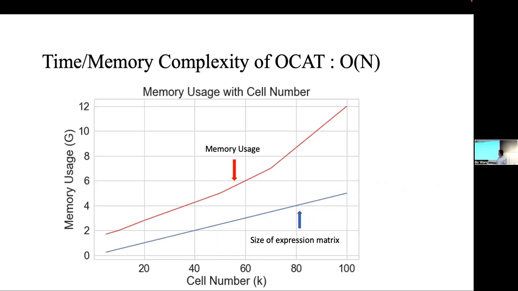In fact, we did some theoretical analysis showing that the memory usage for OCAT is really just linear. Although there are some technical implementation details that make it hard to deal with millions of cells, in theory, if you can maximize the parallelization, you can actually achieve linear memory and efficiency. Okay, so this is OCAT in integrating single cell RNA-seq.